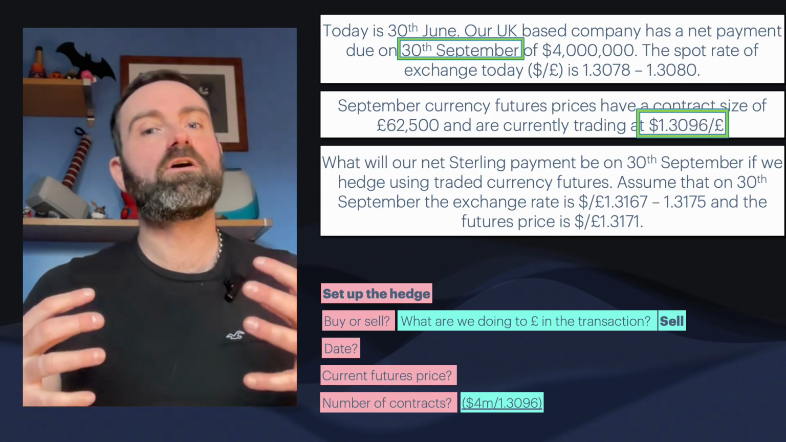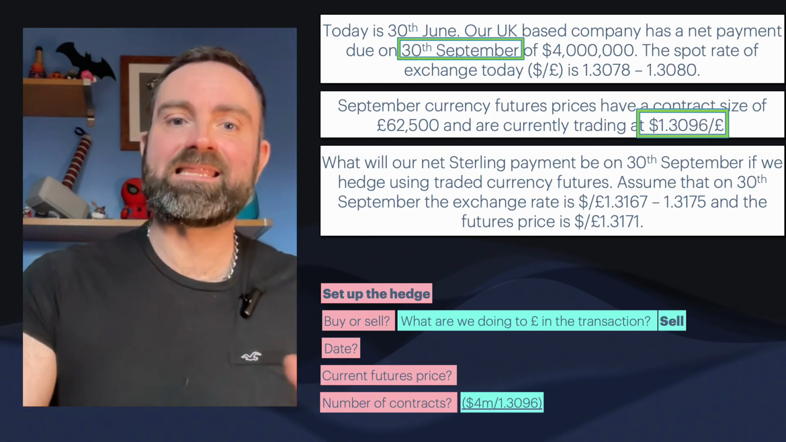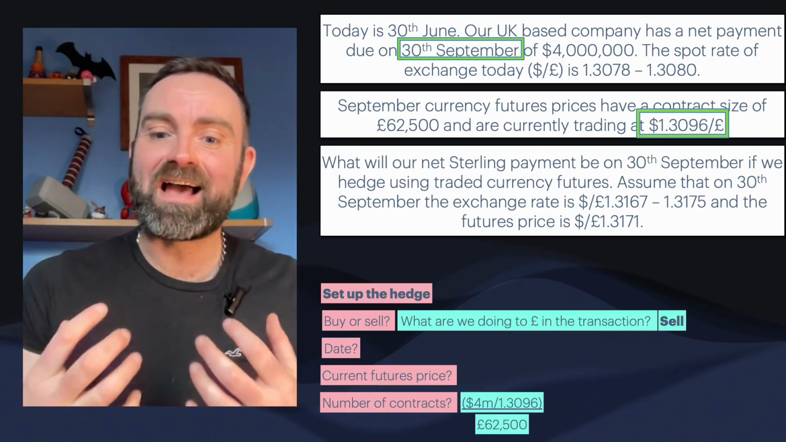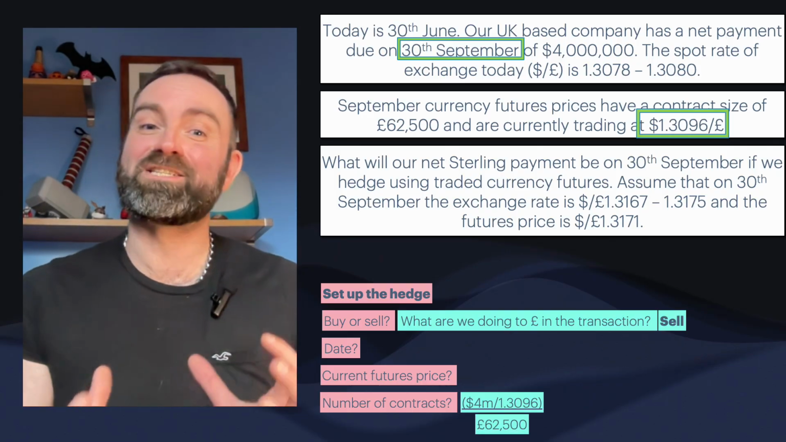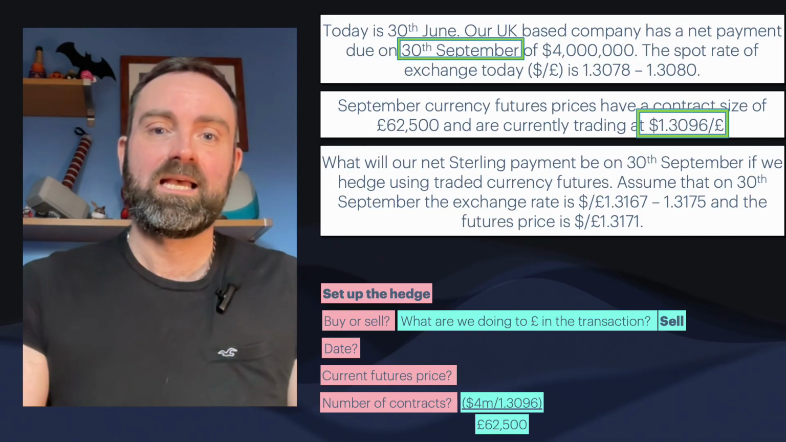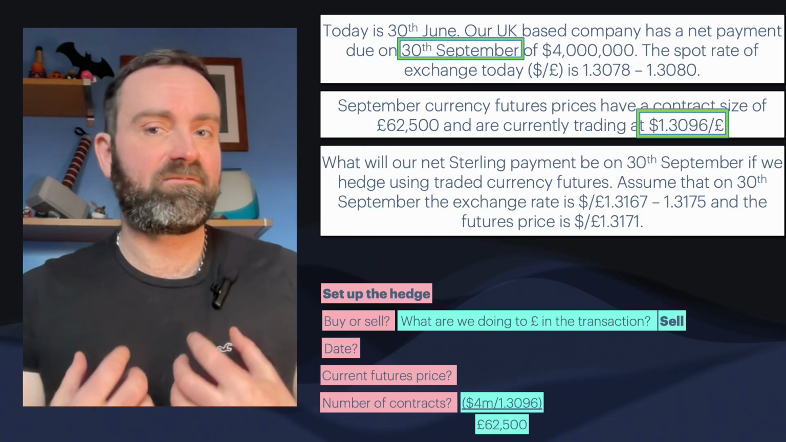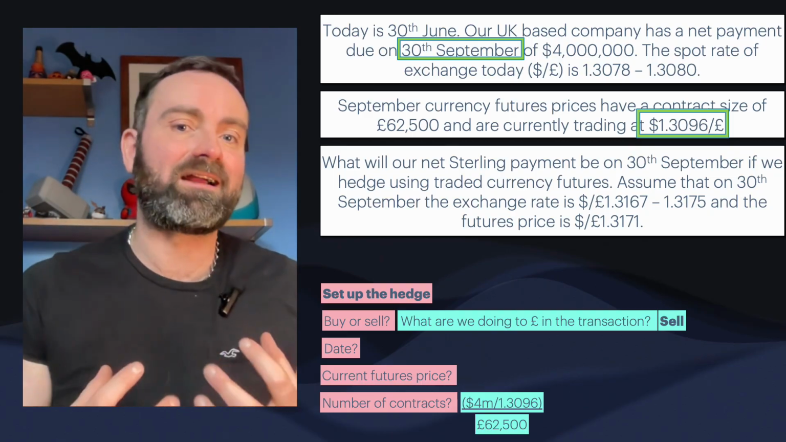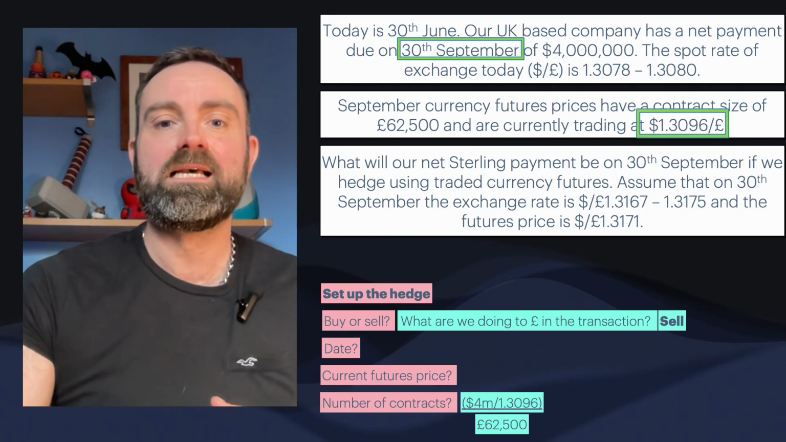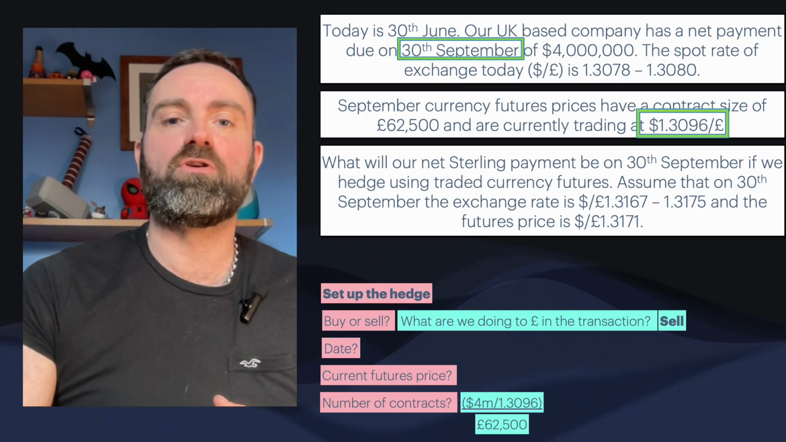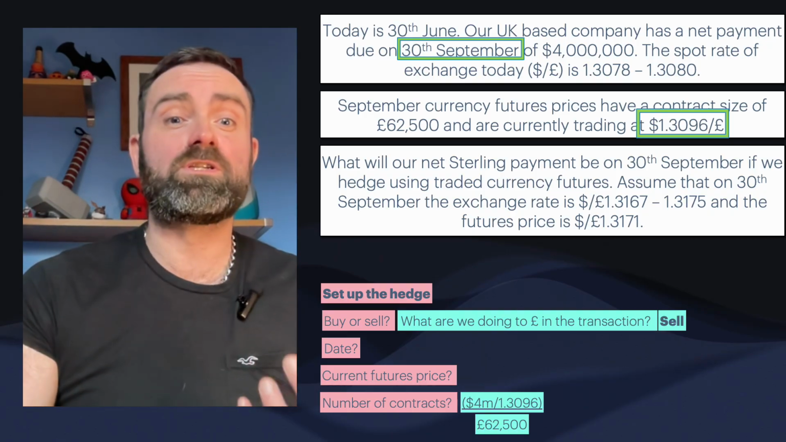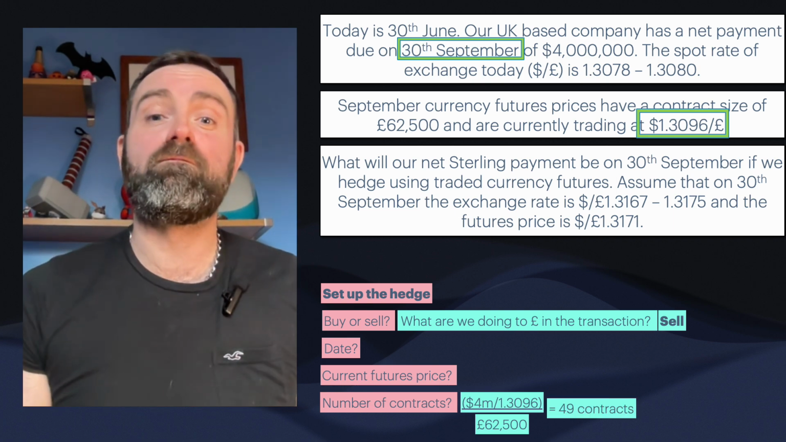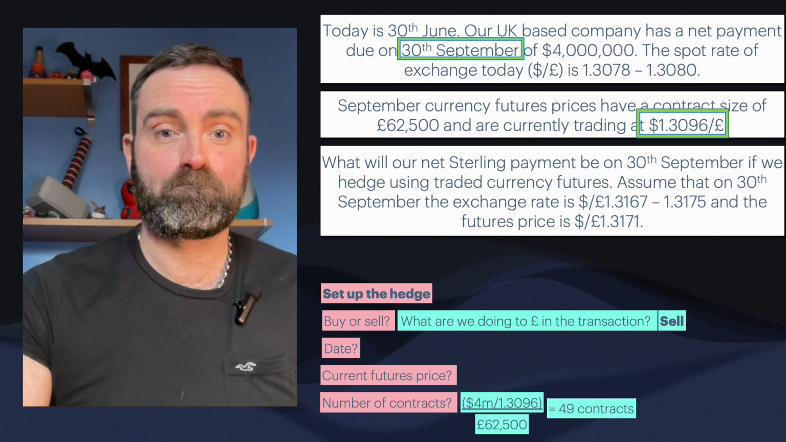Now that the 4 million's been converted into sterling, we can divide that by the futures contract size, which is also in sterling, and that will give us the right number of contracts to cover the transaction. Now, unfortunately, it's not a perfect figure. You will probably get a string of decimal places after your answer when you work out the number of contracts. But remember, futures contracts aren't divisible, so you have to round to the nearest whole contract. So in this case, it's going to give us 49 contracts.